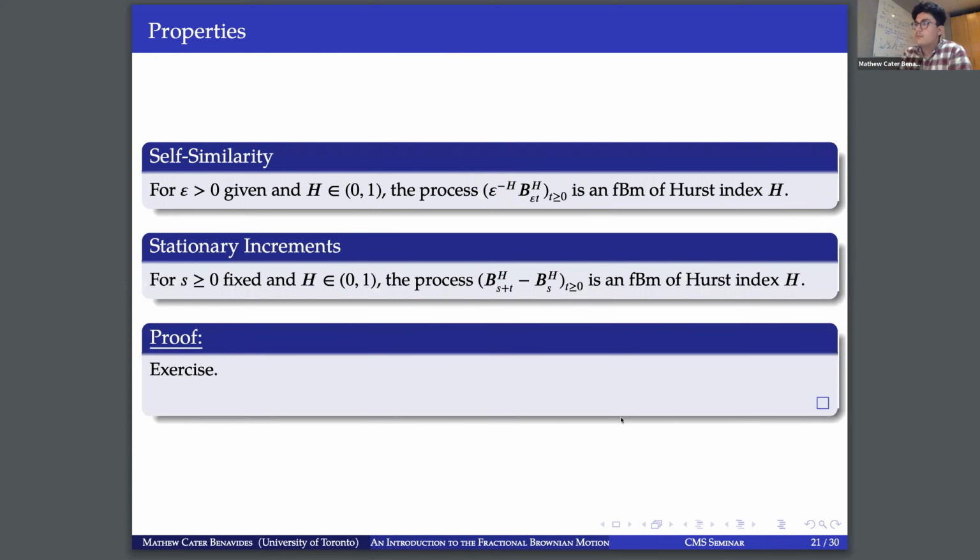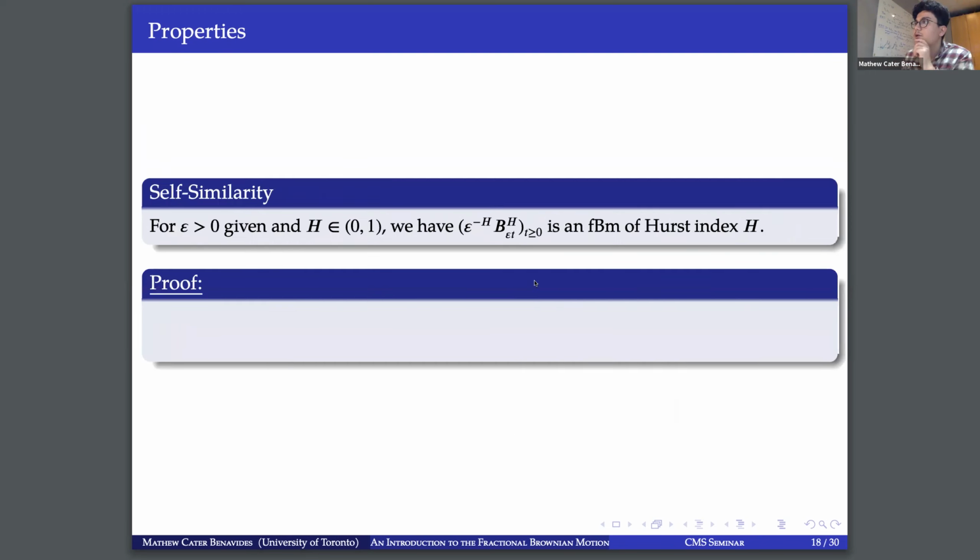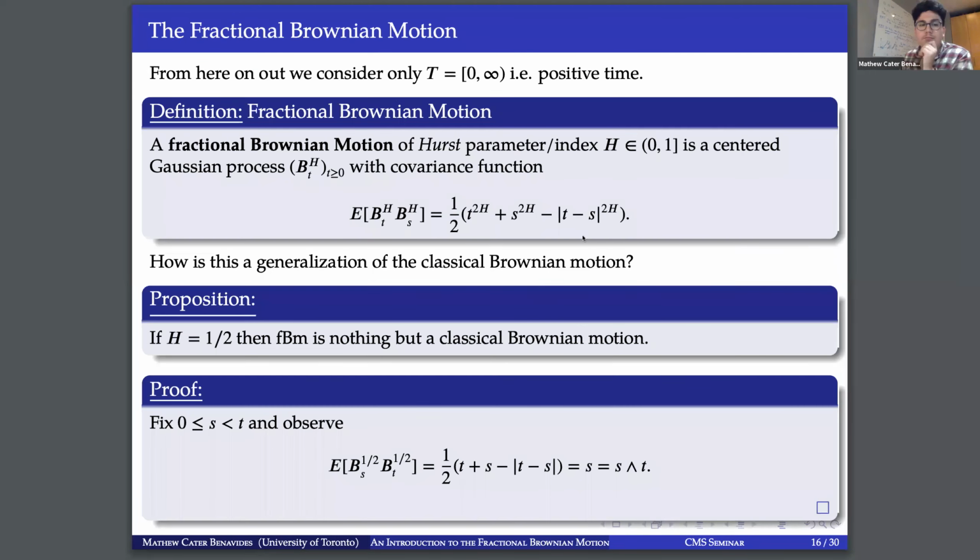For the proof, again, you can check it's centered immediately by taking the expectation of this and knowing that expectation is linear. So you'll get 0. And then again, if you compute the covariance, it's just a little bit of algebra and you will get the familiar formula.